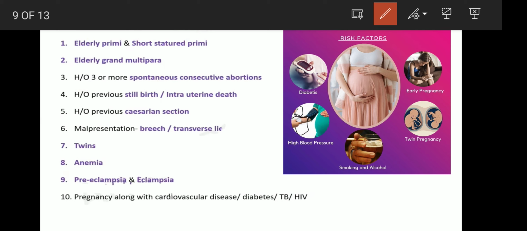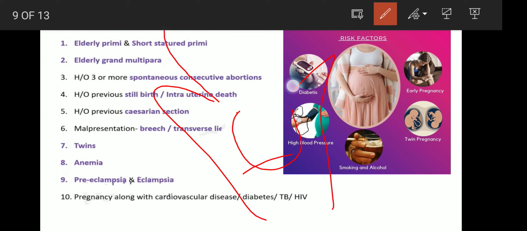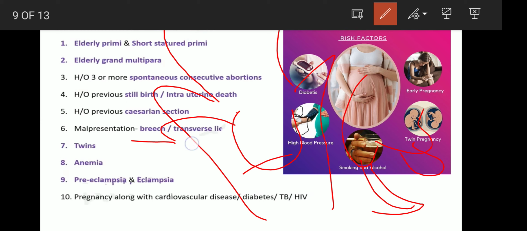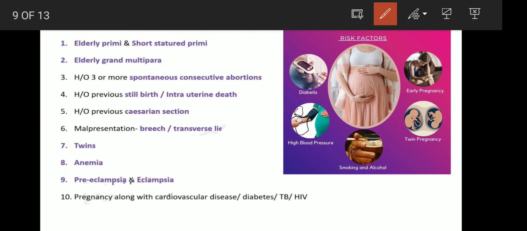Malpresentation, breech presentation, or a transverse lie. We have studied all of this. Ideally, if the head is found facing the cervix, then it is ideal. If there is a shoulder, or buttocks, or the leg, or the hand coming out, all of these are malpresentations, breech presentations. And we also have transverse lie.